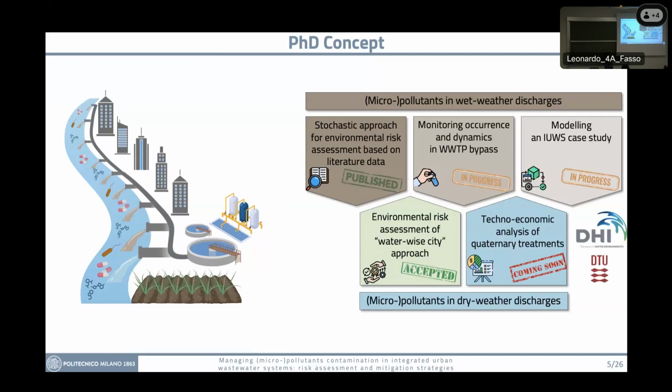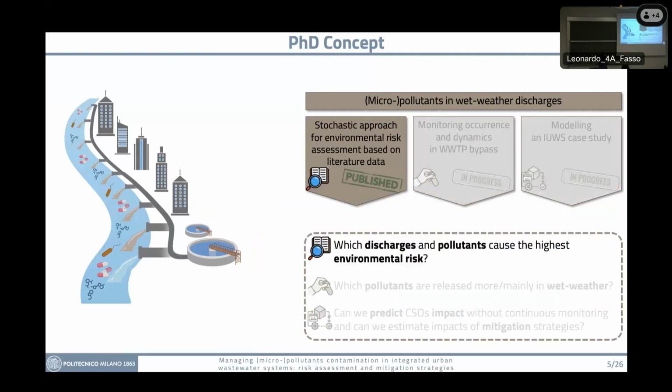This is the status of each task, and all these tasks were developed with DHI, a software company for water, and DTU, the Technical University of Denmark, where I spent 6 months during last year. Starting from the first task, the literature survey risk assessment based on the literature, we wanted to understand from this data which discharges and pollutants cause the highest environmental risk.